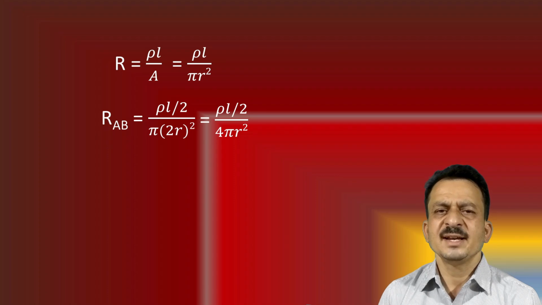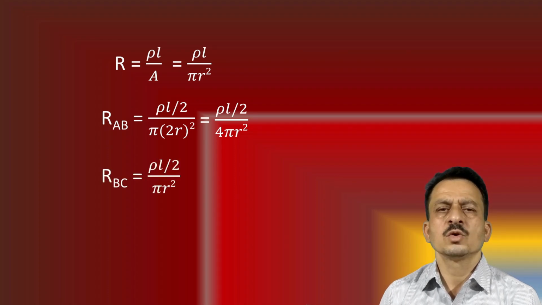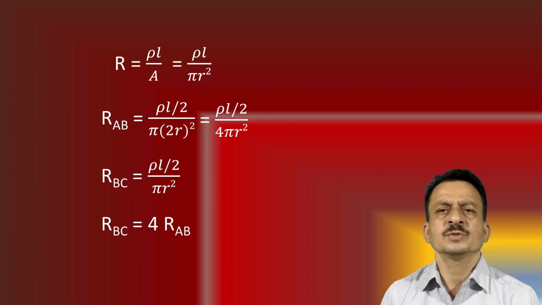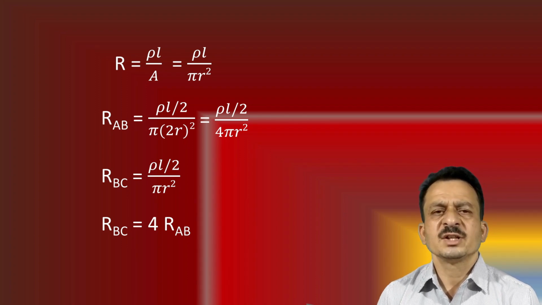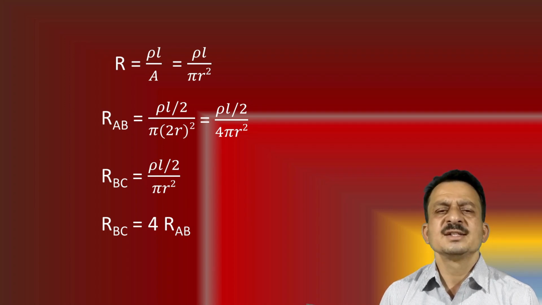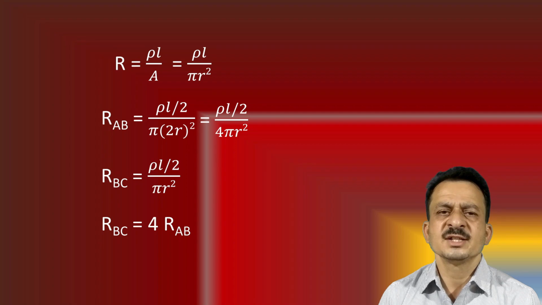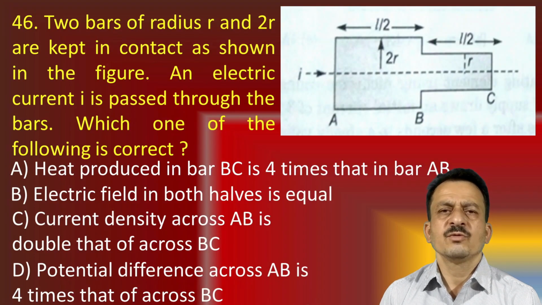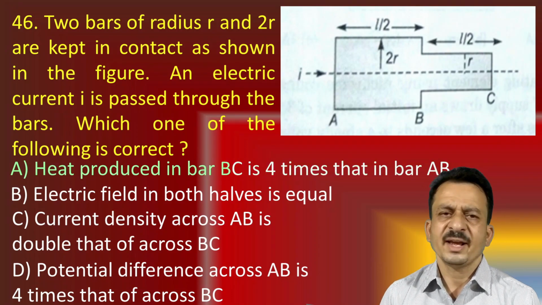Similarly for the bar BC, the resistance R BC is equal to rho into L by 2 divided by pi R square. Now simply comparing these two equations, we find that R BC is equal to 4 times R AB. So the resistance of bar BC is 4 times that of AB, and since heat produced is directly proportional to resistance, the heat produced is given by I square into R. Therefore A is the right answer. Heat produced in bar BC is 4 times that in bar AB.